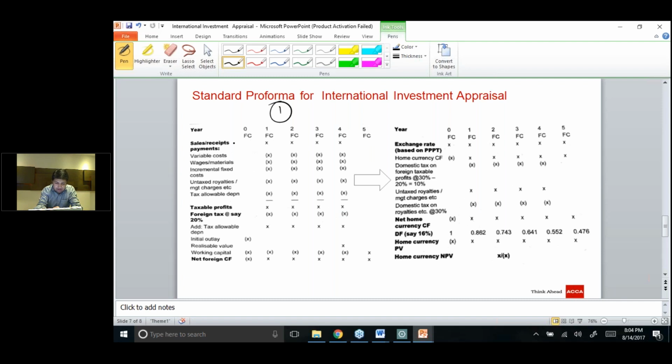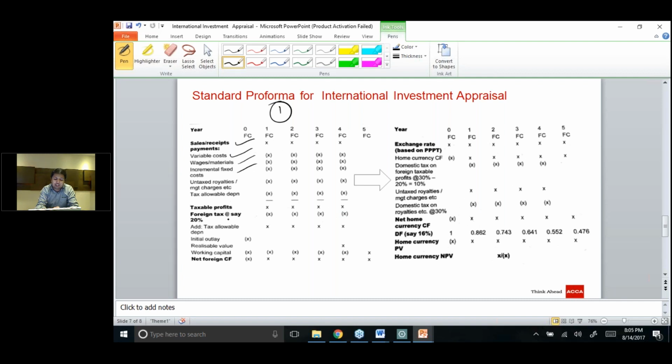First step is put the sales receipts, sales by year, then deduct variable cost, wages, incremental fixed cost, and tax-allowable items. You can deduct royalty, management charges, or the inventory cost which you have bought from the parent company. Then deduct the tax allowable depreciation, the capital allowances.